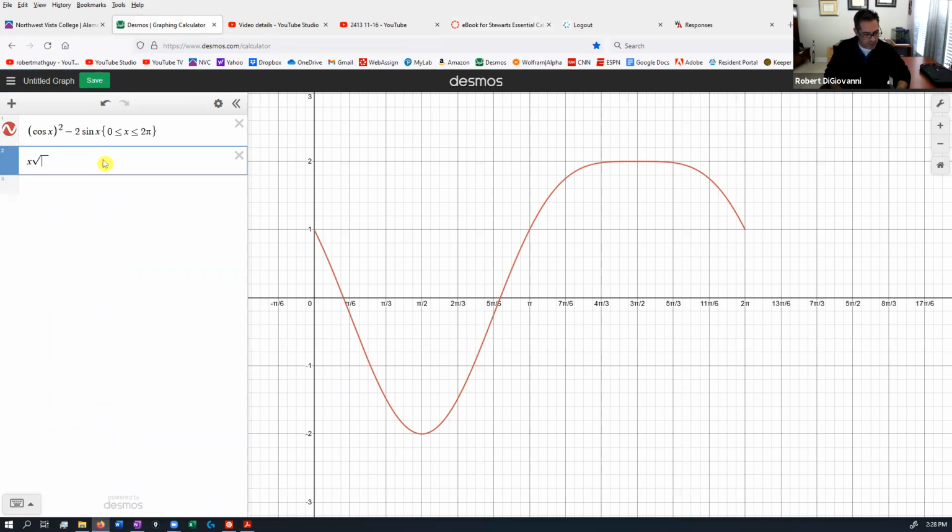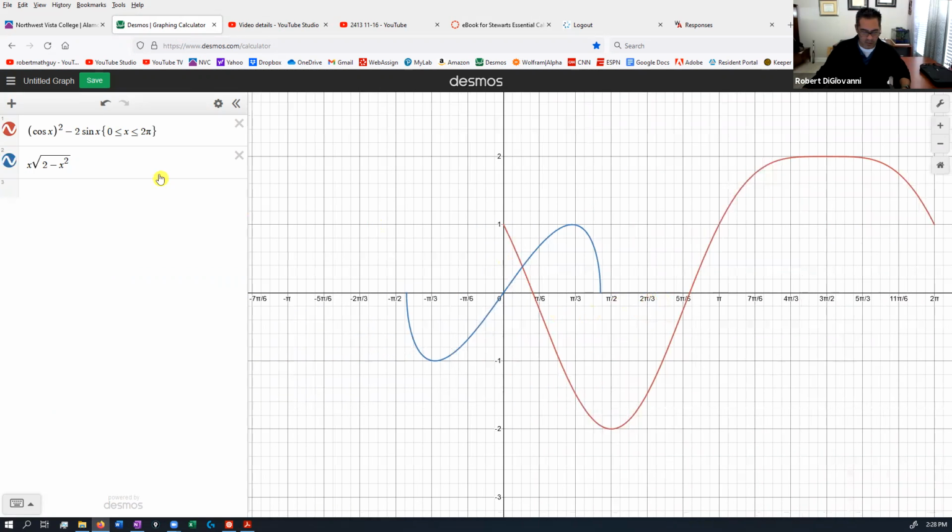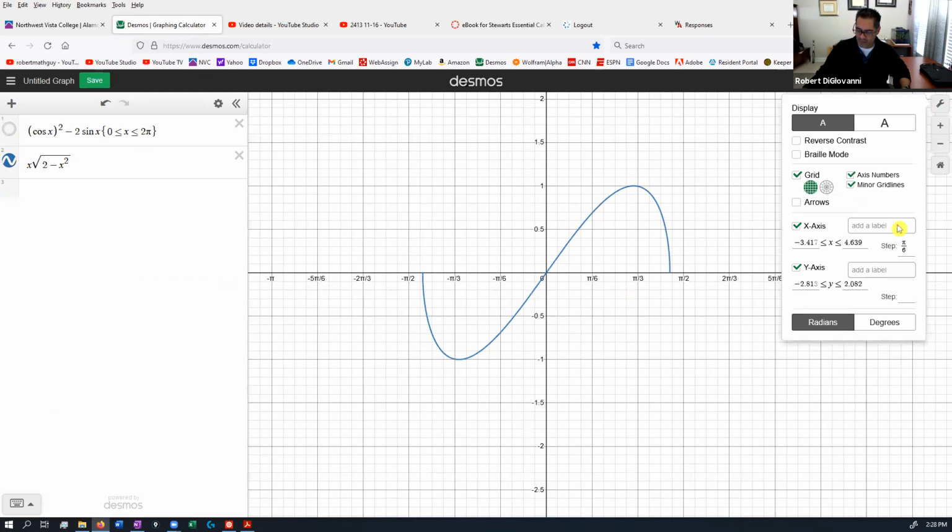x square root of 2 minus x squared. I think that was a little bit faster.